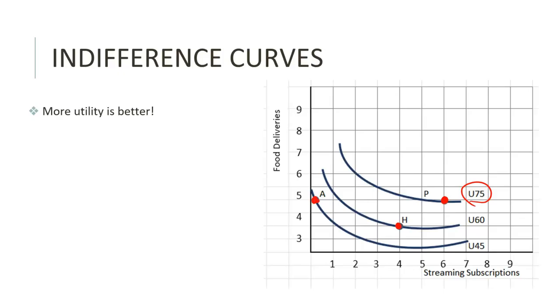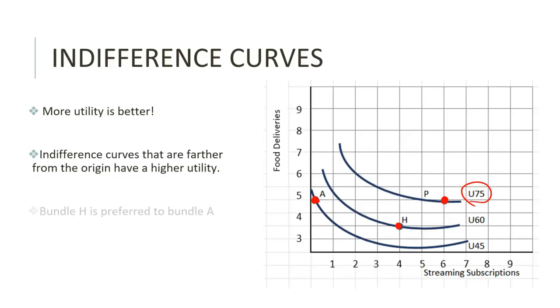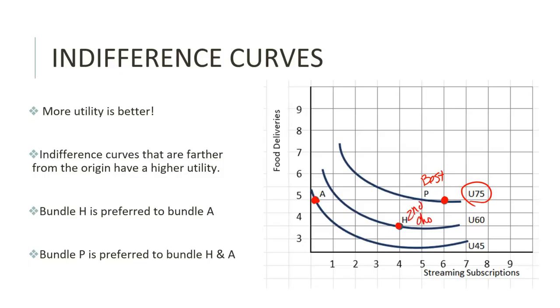And it's a ranking system. So it doesn't tell you how happy you are. It just tells us we like P better than H and H better than A. So P is the best. H is second choice. And A is third choice. So ideally, we want to be at P.